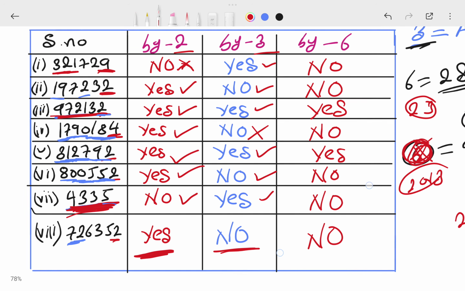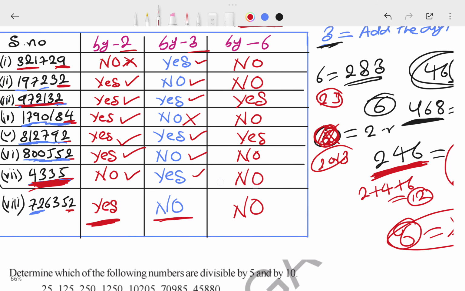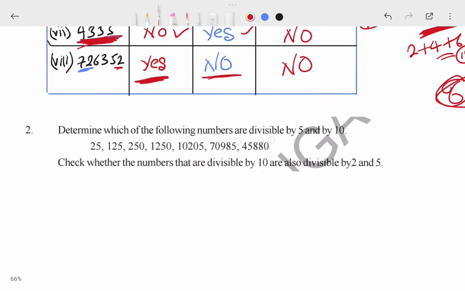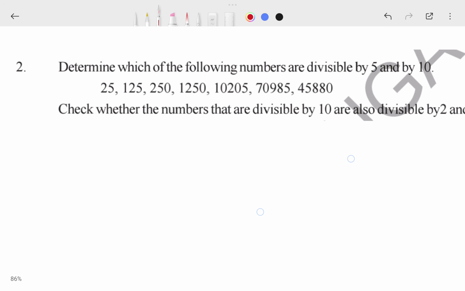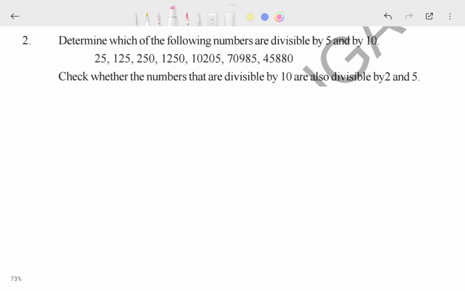Okay? So I hope this concept is clear to you, and for explaining this concept I took a longer time, but I hope you know it very well. So let's talk about our second question. Let's see our second question. The second question is: determine which of the following numbers are divisible by 5 or 10.